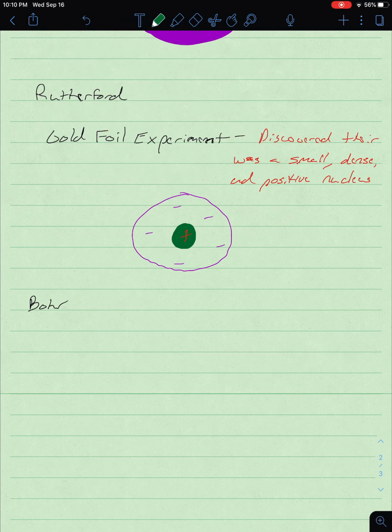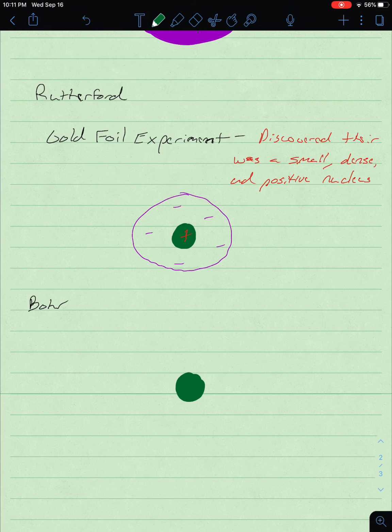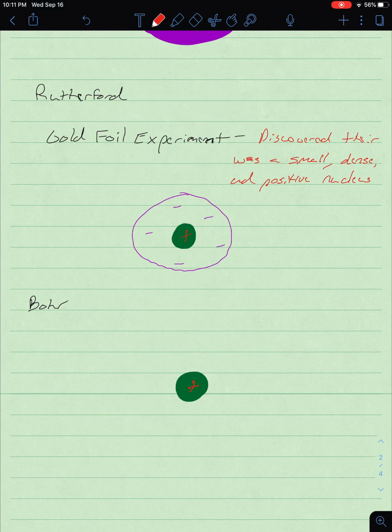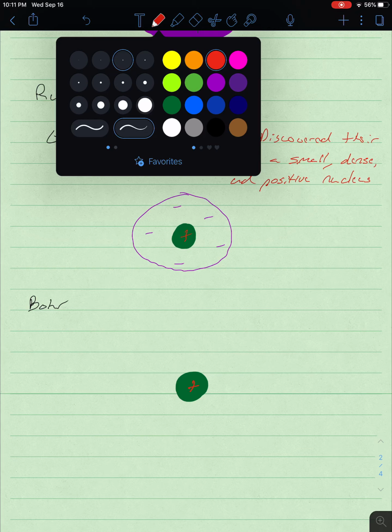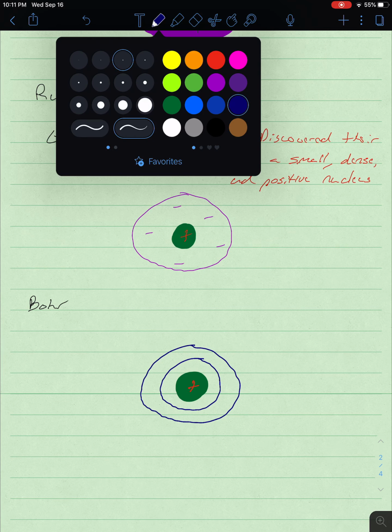So I'm going to try to use the same colors as Rutherford's. We still have this dense, positive, small nucleus in the center. And what he did is, instead of these electrons just randomly floating, he discovered that they were sitting on certain energy levels. So instead of just floating around, they were on these specific energy levels.